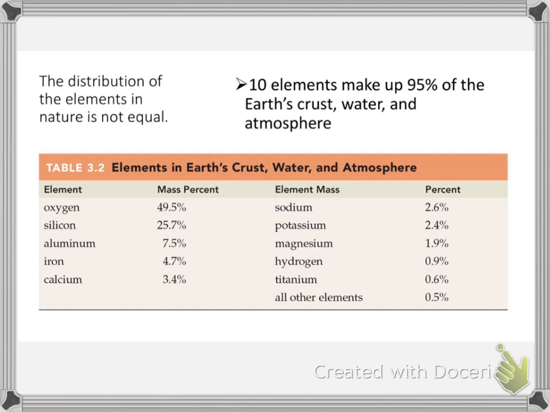So this is a slide from a different text that I have that is talking about the crust, water, and atmosphere. And we see if you just take those things on the Earth into account, there's actually 10 elements that make up 95% of all of those three things: the crust, the water, and the atmosphere. So we see that the distribution of the elements is not equal.